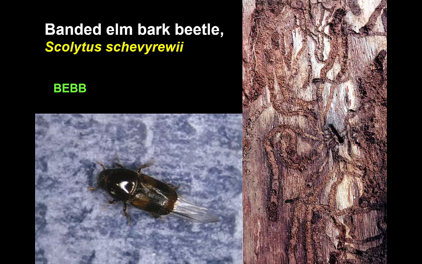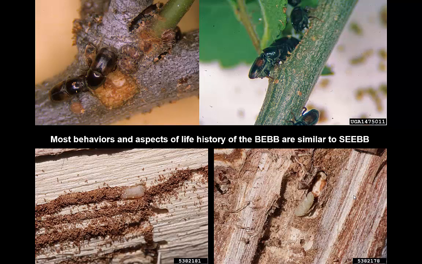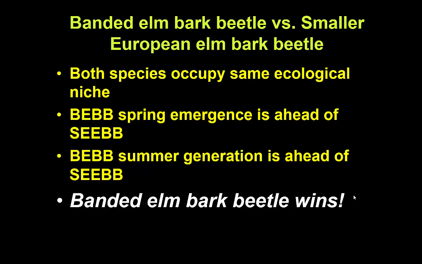And both of these are very similar in terms of their habits. So the banded elm bark beetle develops underneath the bark of trees that are dead and dying, as does the European elm bark beetle. They also engage in twig feeding behavior, similar to the smaller European elm bark beetle. And they've both got 2 generations. Both species pretty much do the same thing. You find them in the same part of the plant and feeding in the same areas.